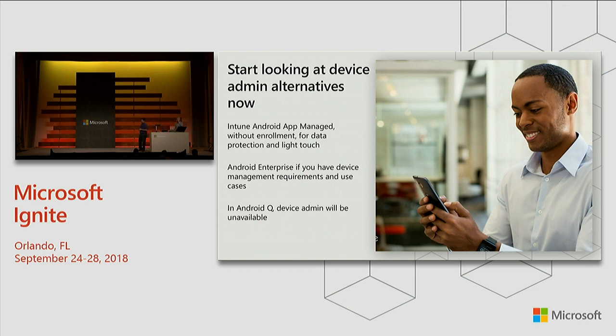So let's start looking at alternatives to device admins. What we actually want you to do is actively start investigating and planning, and we'll talk about it a little later on at the end of the session, around looking for alternatives for device admin. And today, if you have light protection requirements, you should absolutely look at Intune Android app managed as a way of doing that through the Intune app protection policies. That enables you to manage those devices without enrollment, without that footprint for the end users.